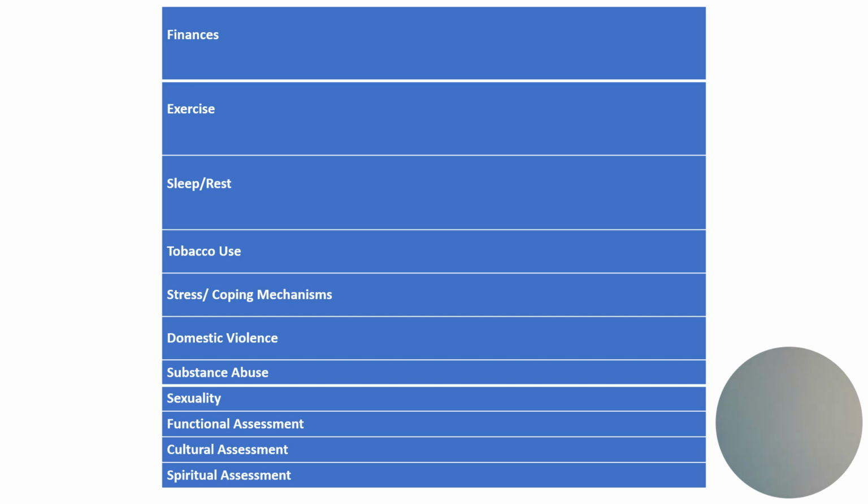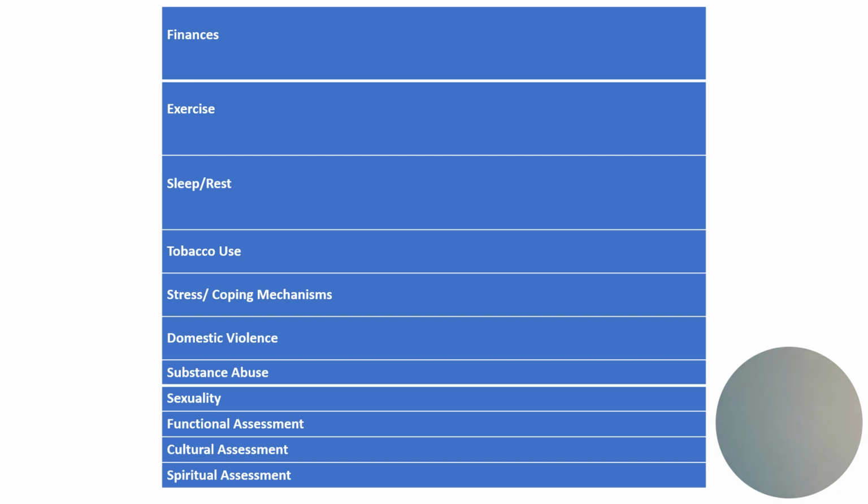And not only do they currently use tobacco products, have they ever used tobacco products? And it could also be important to know, are they exposed to secondhand smoke routinely? How do they cope with stress? Is there a particular activity that helps them cope with stress? Or are there particular things that help them cope with the stresses of daily life, such as maybe watching television or reading a book, listening to music, or taking a walk, etc.?